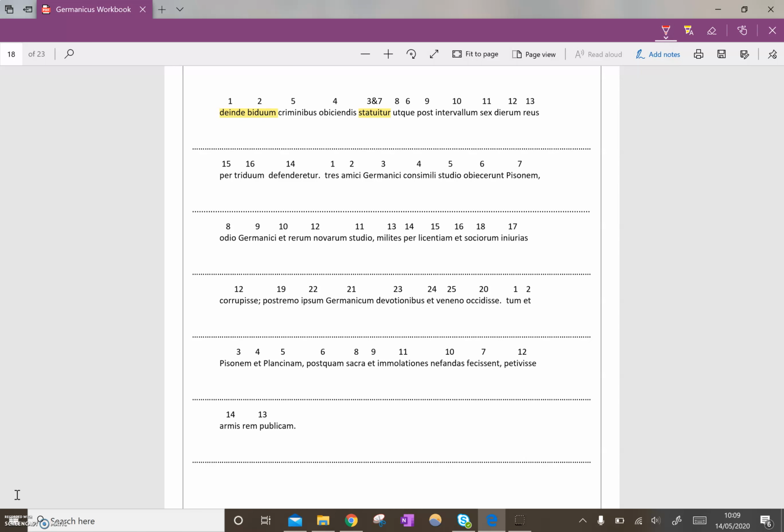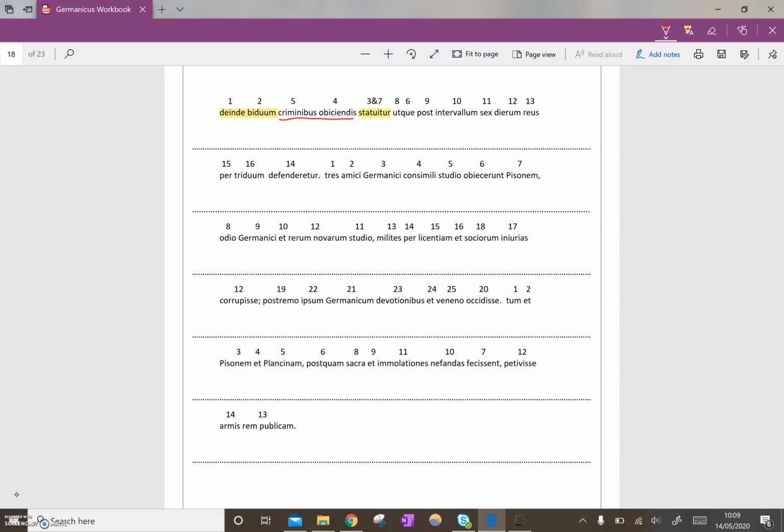What was it allocated for? Criminibus obiciendis, not an easy word to say. It was allocated for presenting the charges. So criminibus are the charges. To us, that just looks like the word crimes, which is essentially the same thing, because these are the crimes that he's been accused of. So then a period of 2 days was allocated for presenting the charges.